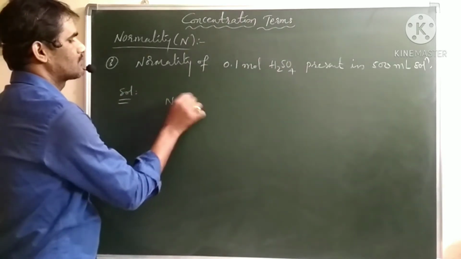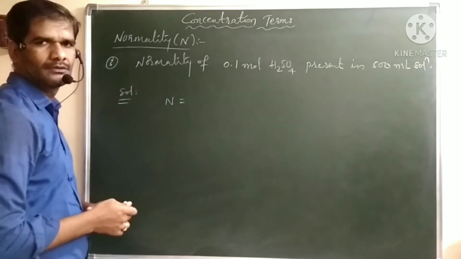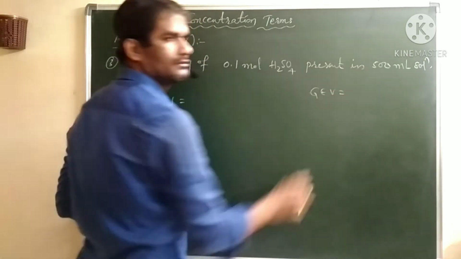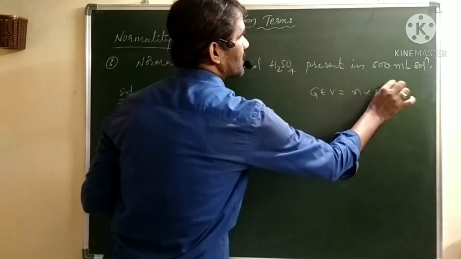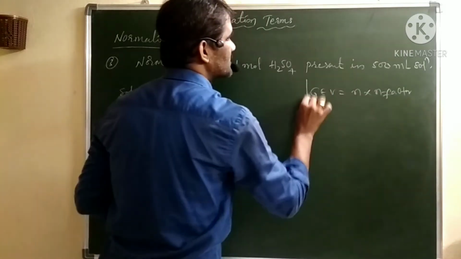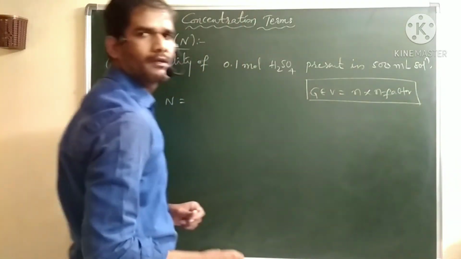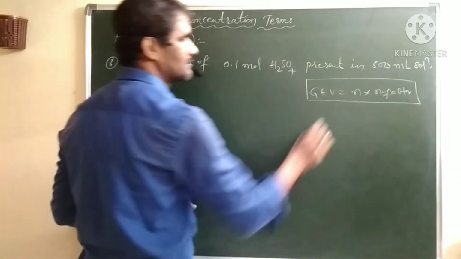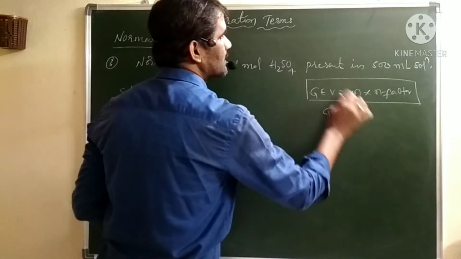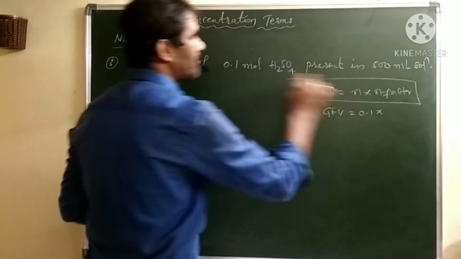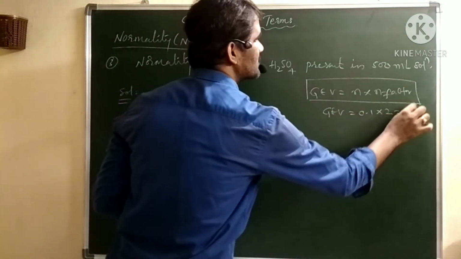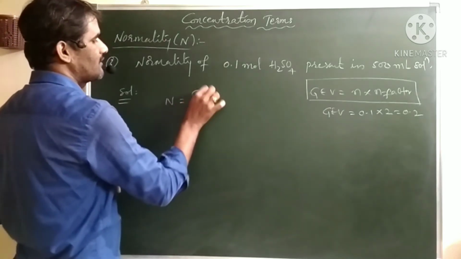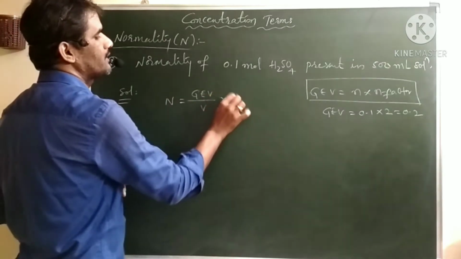Now normality is equal to, first we have to convert the moles into equivalents. That is, the gram equivalence is equal to number of moles into n factor. This is one formula we have. First we have to convert the given number of moles into gram equivalents. So gram equivalence: number of moles is 0.1, n factor for H2SO4 is 2. So that is 0.2.